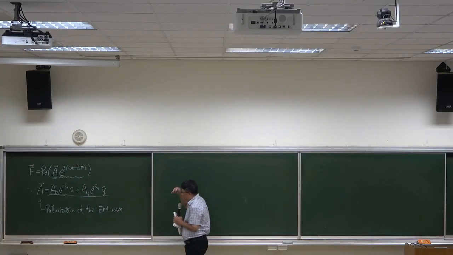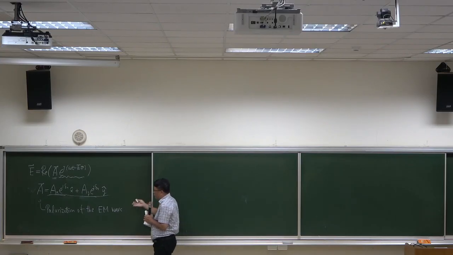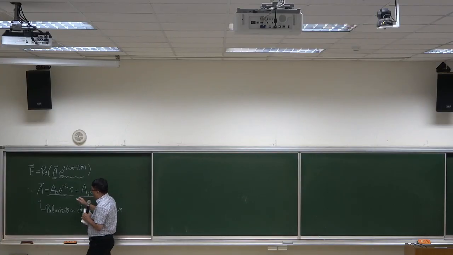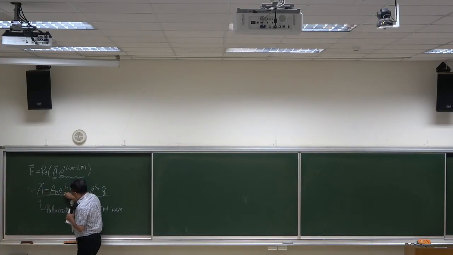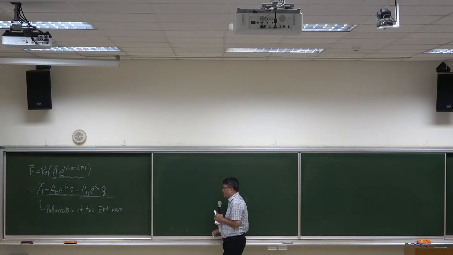So to discuss how to express the polarization, we have at least three different ways. The first way is to write down the A vector directly. This is the way to express the polarization of the EM wave.